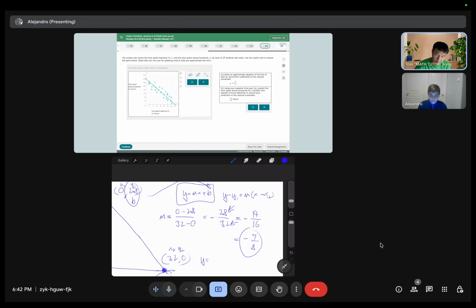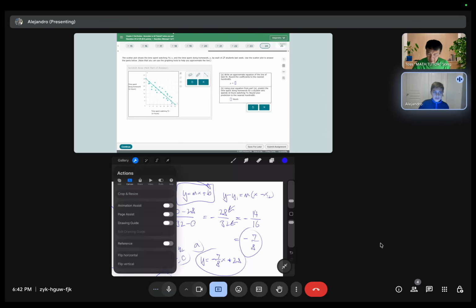So here we go. We're going to put it all together. So leave the X and the Y alone and rewrite M as negative 7/8. Your B will be plus 28 because it's positive 28. So here's your equation. But tell me if you're not sure why I did that. Let me know. You okay? You follow? Yeah. So that will be A.